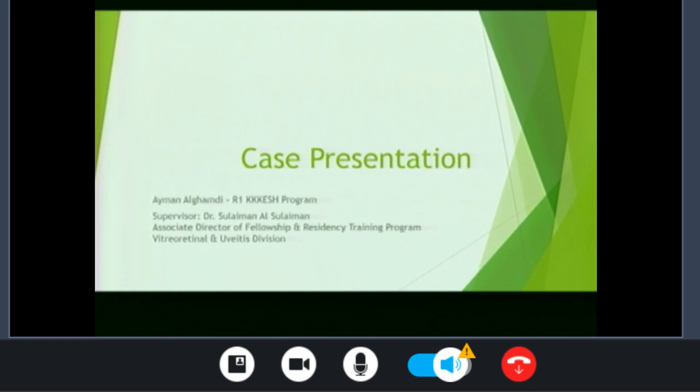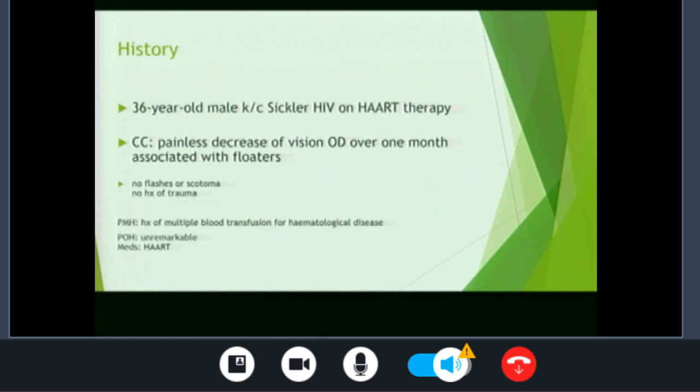I'll be presenting a case about sickle-cell retinopathy. As you know, sickle cell is an inherited hemoglobinopathy, and it's a common disease in our society. It's something we might face in our career. So I'll start with a brief history about the patient.